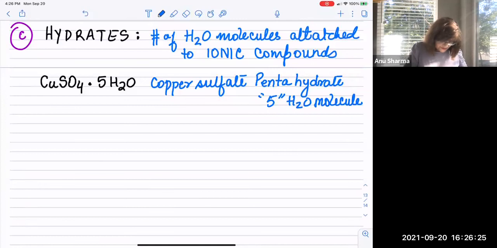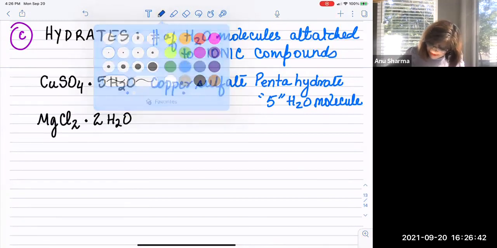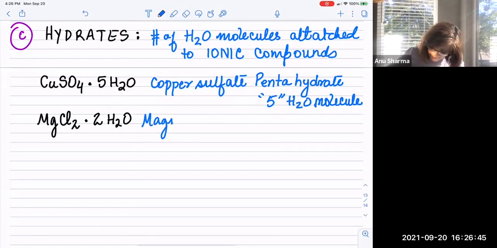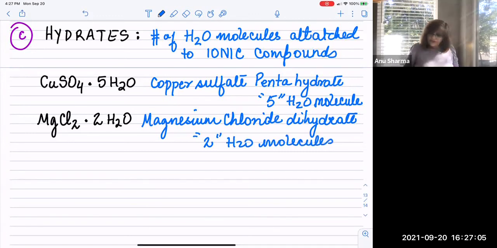Another example is magnesium chloride, MgCl2 · 2H2O. So this becomes magnesium chloride dihydrate, 2 water molecules. All right, so those things.